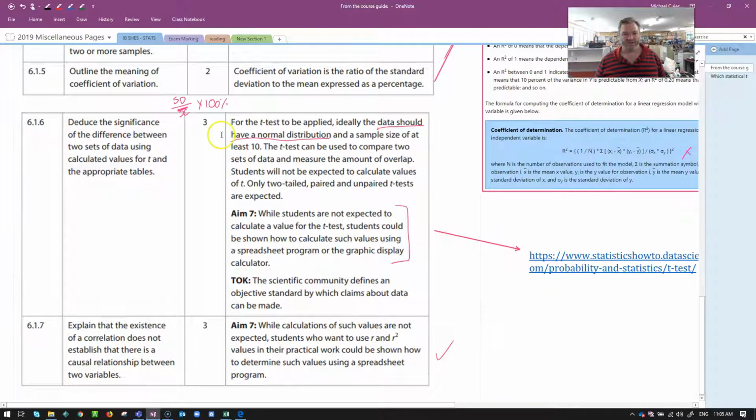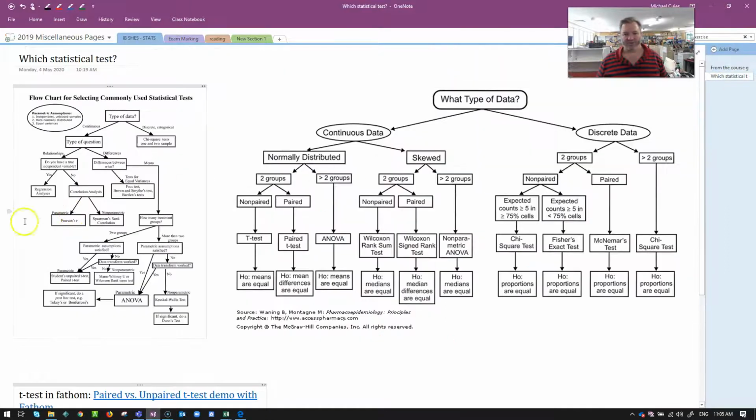Deduce the significance of the difference between two data sets using calculated values for t and the appropriate table. So usually we're going to use t-tests. For the t-test to be applied, ideally the data should have a normal distribution. That's what we were talking about when we were looking over here. Normally distributed data, that's when we end up with the t-tests. Okay, and in this type of question.